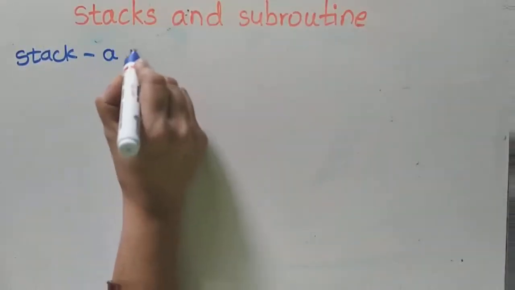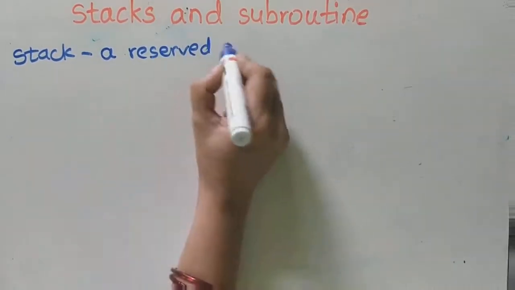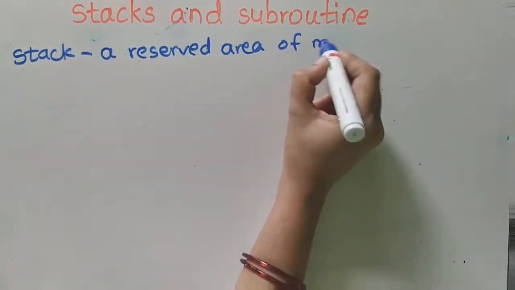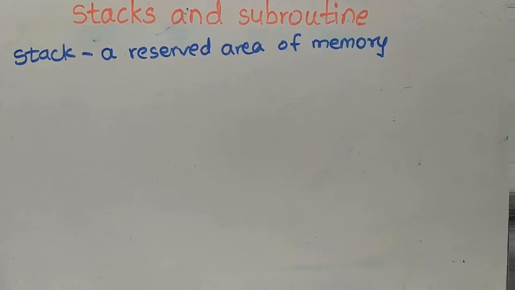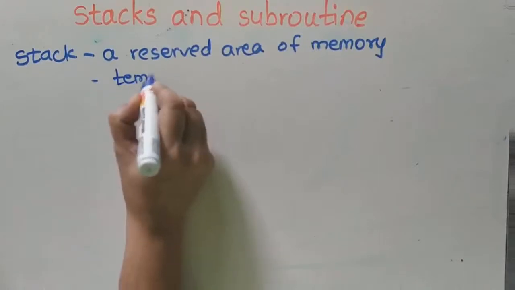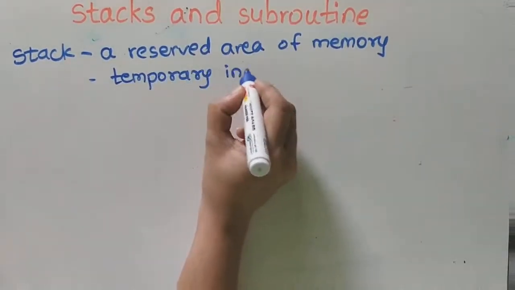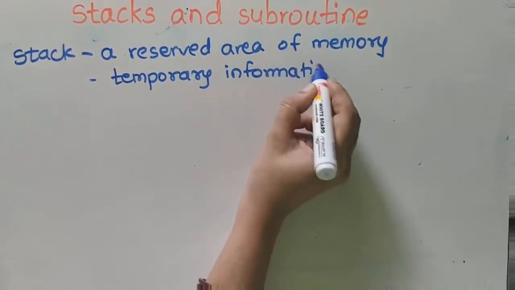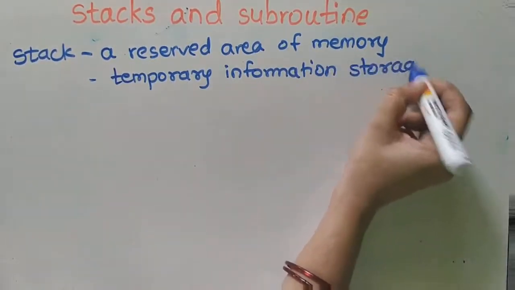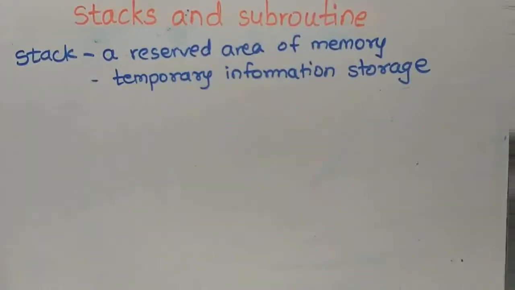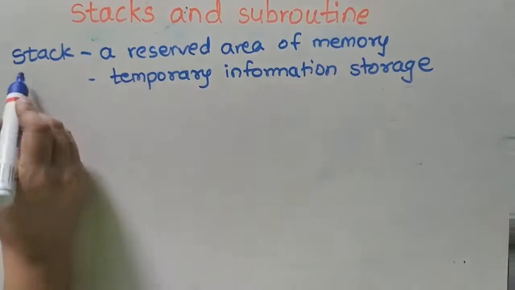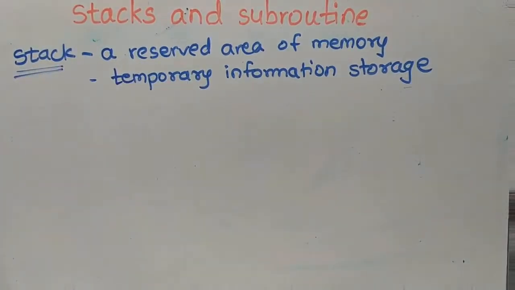It is a reserved area of memory, and in this reserved area of memory the temporary information may be stored. Temporary information is stored in this reserved area of memory, which is called stack memory. An n-bit stack pointer is used to hold the address of the most recent stack entry.